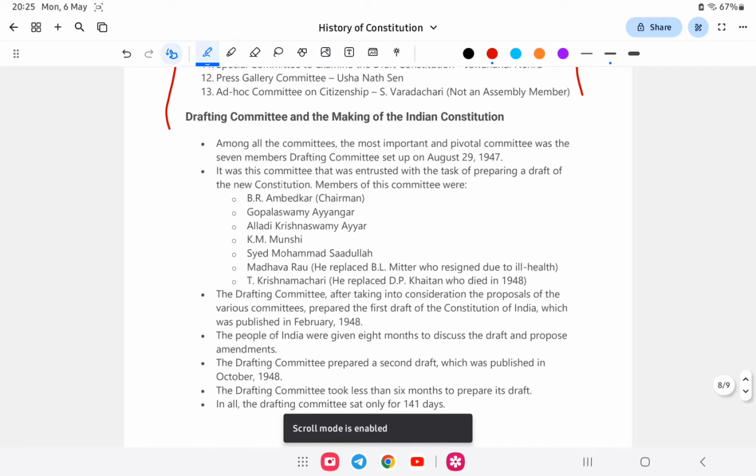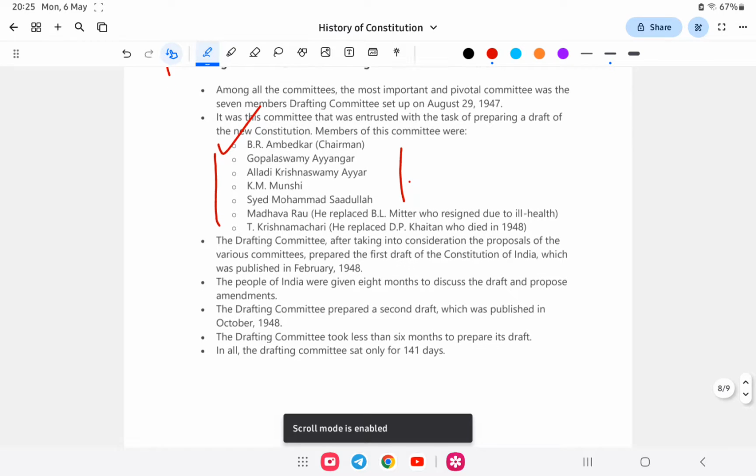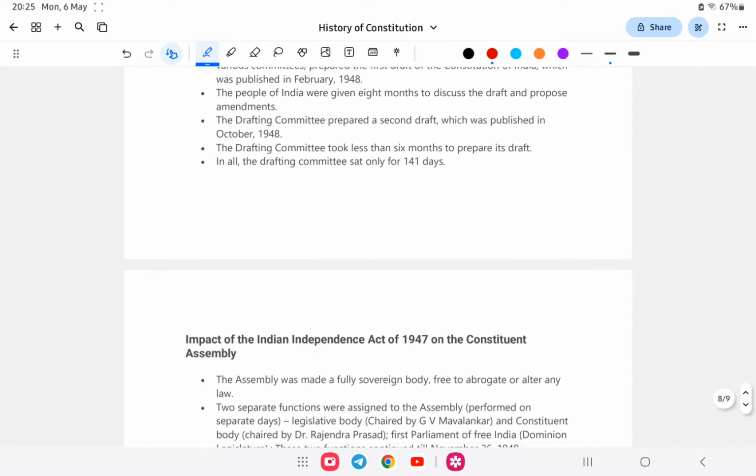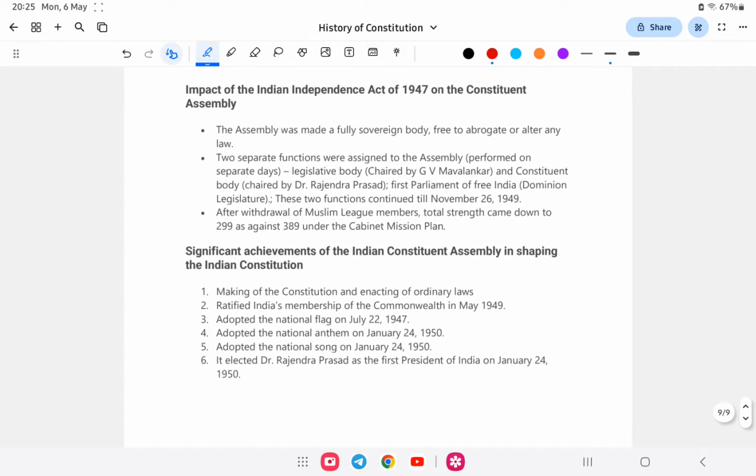The drafting committee was led by Dr. B.R. Ambedkar, and these are some of the members of the drafting committee. The drafting committee took 2 years, 11 months and 18 days to draft, and the constitution was established on the last day, 26th of January 1950.